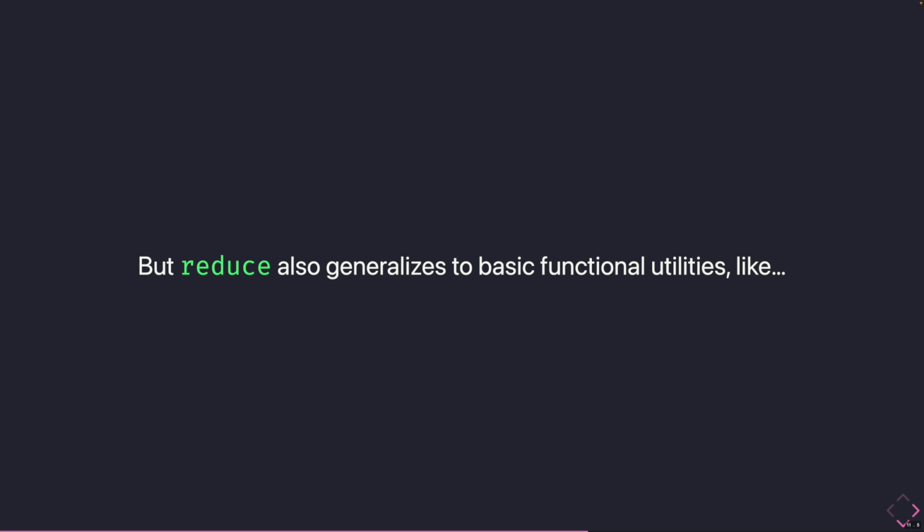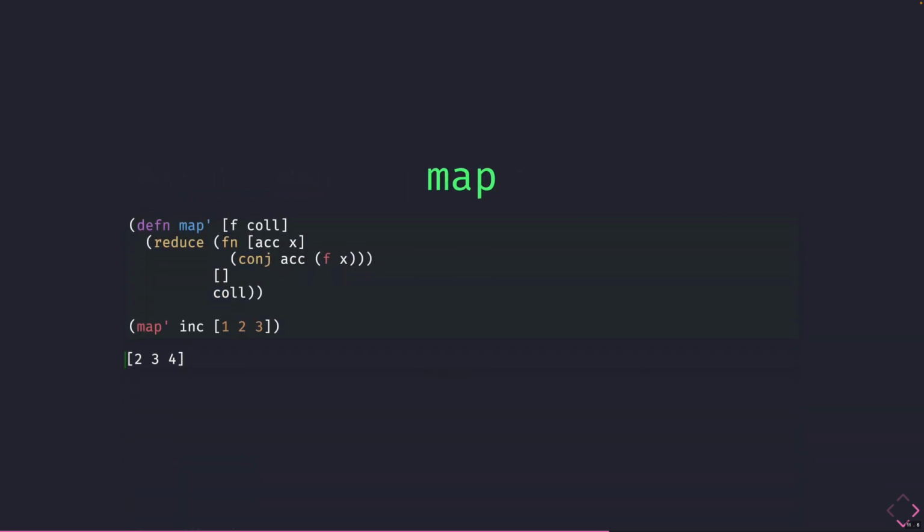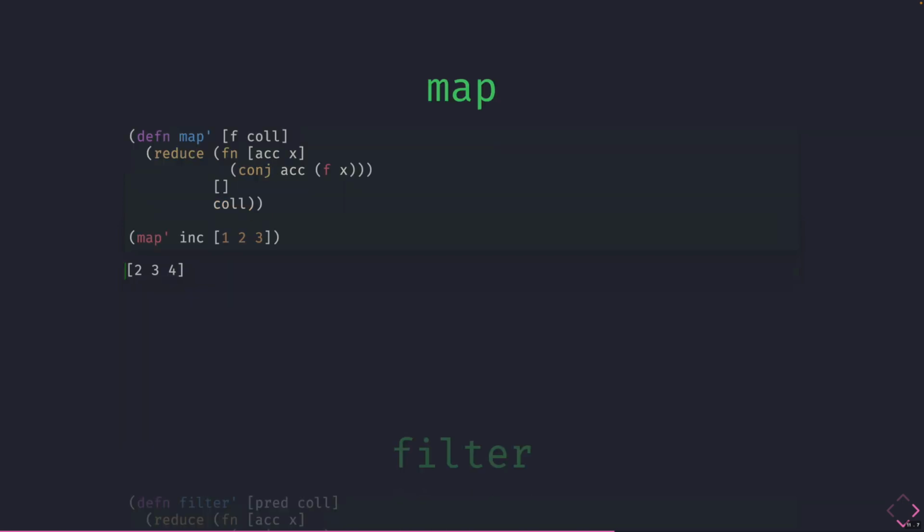But reduce can do a lot more, right? So we can implement map with reduce. Very trivially, we reduce, but this time all we're doing in the reduction is to apply f to x and then conj that into the accumulator. As you would imagine for a map function, we apply the function, we stick the value in the output sequence.